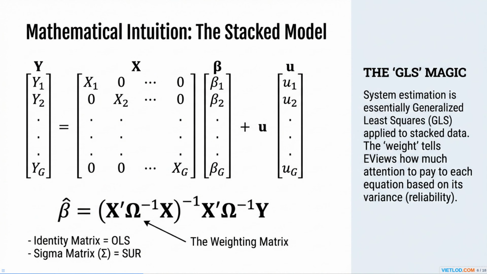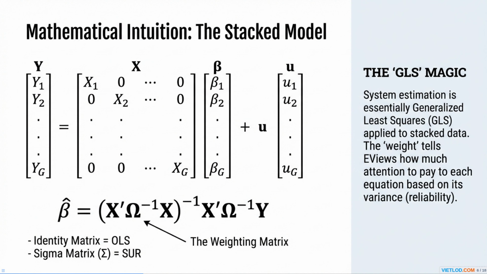At its core, system estimation works by stacking all the individual equations into one large model. Here, y is a vector containing all the dependent variables from all equations, and x is a large block diagonal matrix of the regressors. The estimation is then performed using GLS, or generalized least squares. The formula looks similar to OLS, but with a crucial addition, the weighting matrix, omega. This matrix omega contains information about the variances and covariances of the error terms. For OLS, omega is simply an identity matrix, meaning we assume no correlation and constant variance.